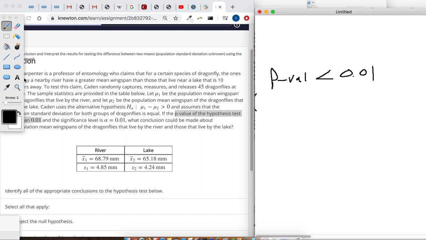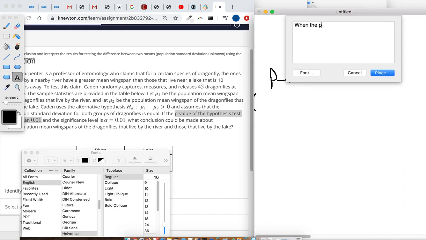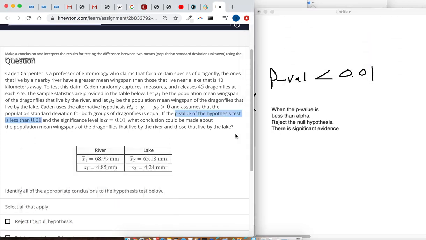So the saying goes that if the p-value is low, reject H0, okay? In other words, when the p-value is less than the given alpha, the significance level, reject the null hypothesis. There is significant statistical evidence, okay? So there's evidence to reject the null hypothesis in favor of that alternative that the researchers were trying to show.